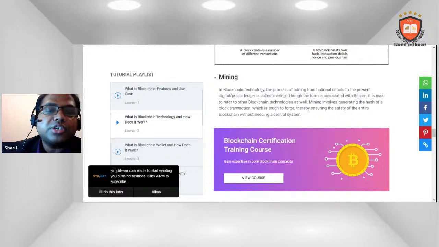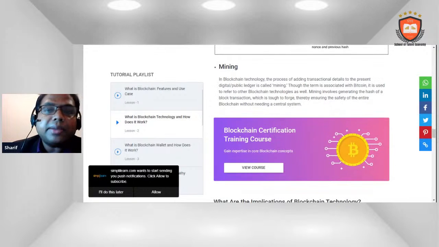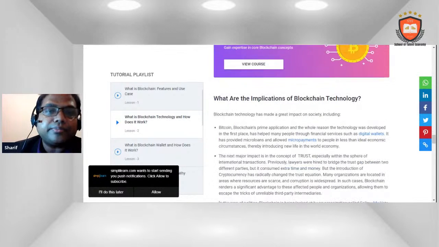In blockchain technology, the process of adding transactional data to the present digital or public ledger is called mining. When the term is associated with Bitcoin, it is used to refer to blockchain technology as well. Mining involves generating the hash of a block of transactions, which is tough to forge, thereby ensuring the safety of the entire blockchain without needing a central system.